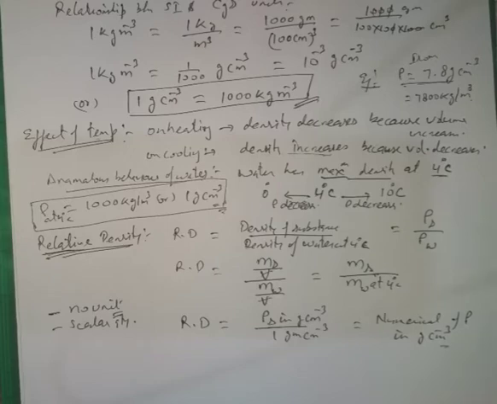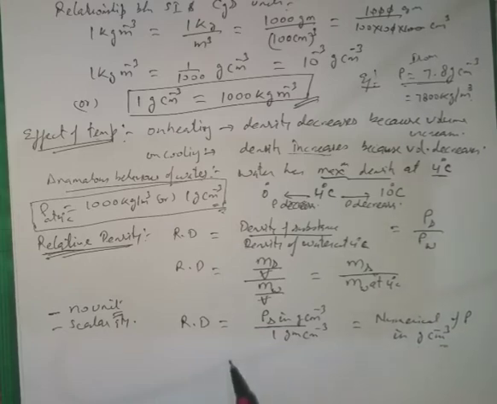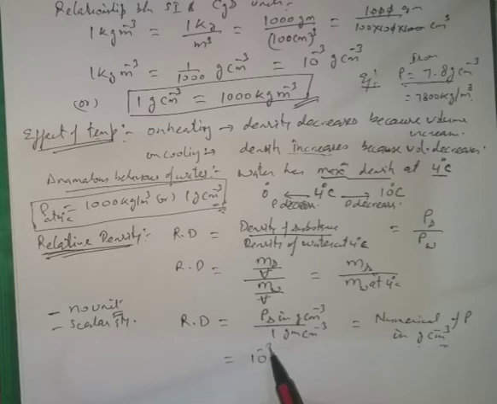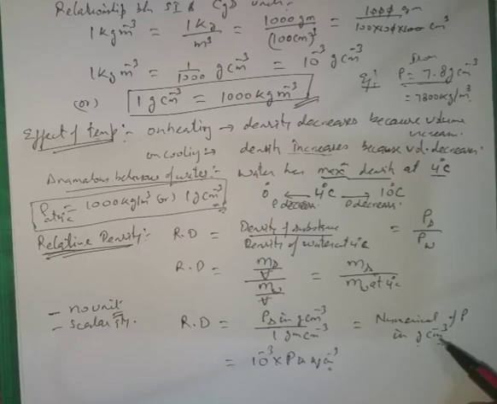Let us talk about one or two examples. If we want to express this in terms of kg, then it will be equal to 10 raised to the power minus 3 multiplied by the numerical value of rho in kg per meter cube. It is better to write it in this way, as the numerical value of rho in gram per centimeter cube.